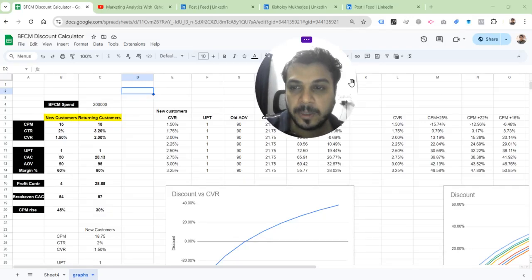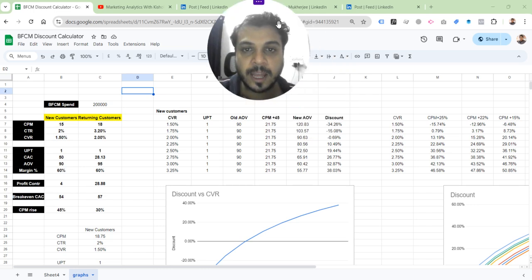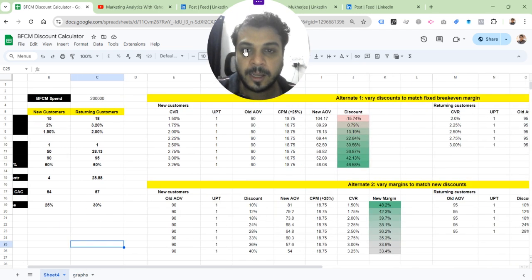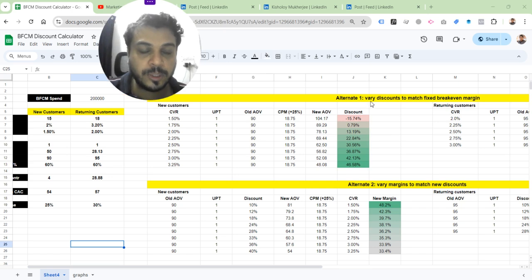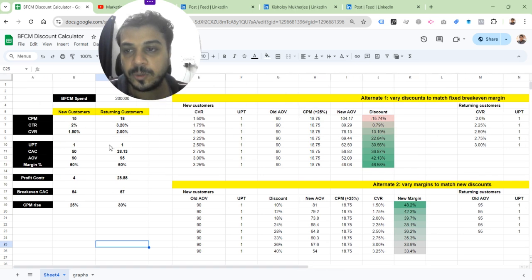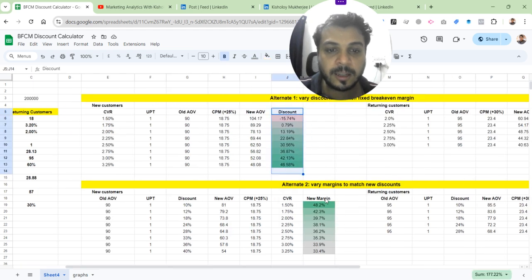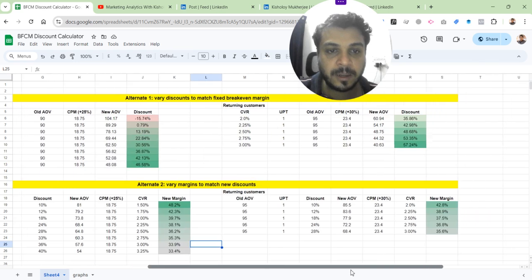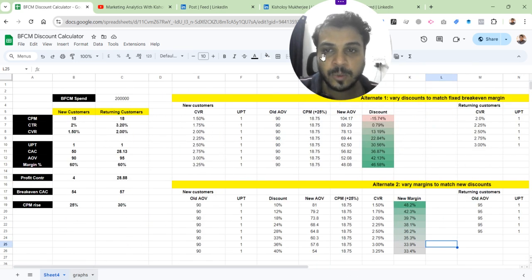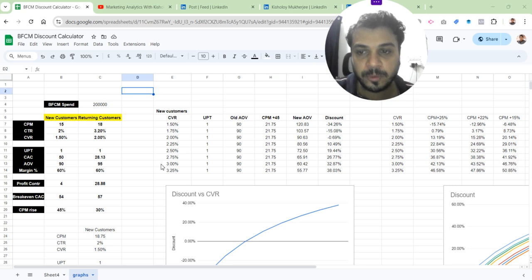Hey there. So in this video, I'm going to be talking about the BFCM discount calculator again. This is something that I've already introduced in my previous video, where I showed how you can basically take two alternative approaches. First, you can vary discounts to match fixed break-even margin, and the second alternative is to vary margins to match new discounts. So this I had shown using new customers and returning customers separately, and we saw how the discounting can vary and how the new margins can vary depending on these two circumstances. So that approach has already been shown before.